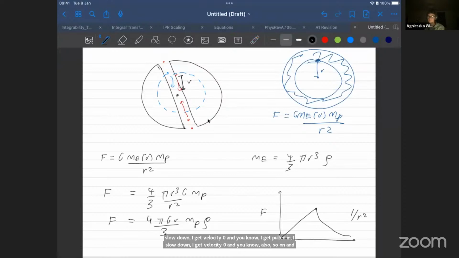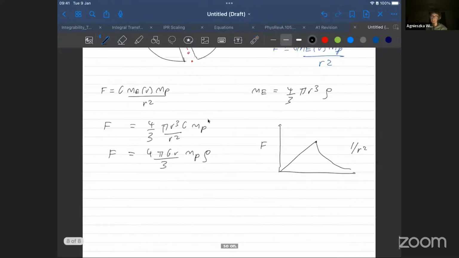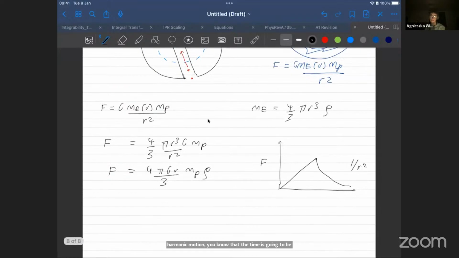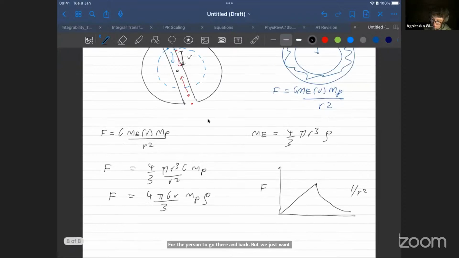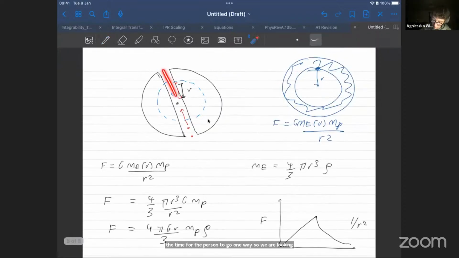And yes, the person is going to reach the other side, and I can now find the time. With simple harmonic motion, you know that the time is going to be equal to the period for the person to go there and back. But we just want the time for the person to go one way, so we are looking for half the period, because the period would correspond to going down and going back up.